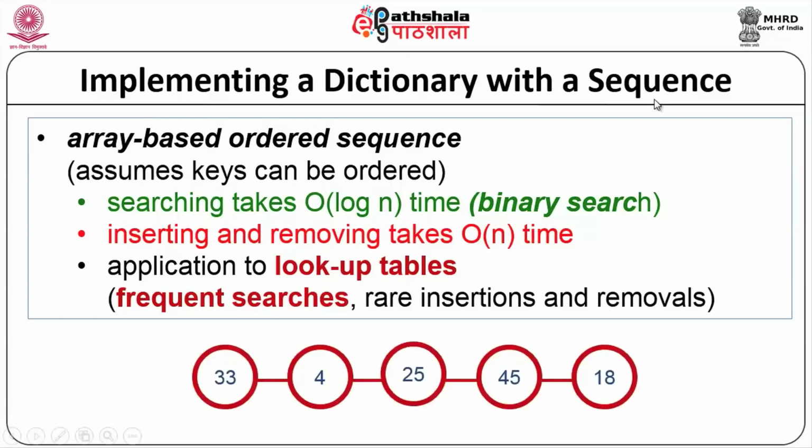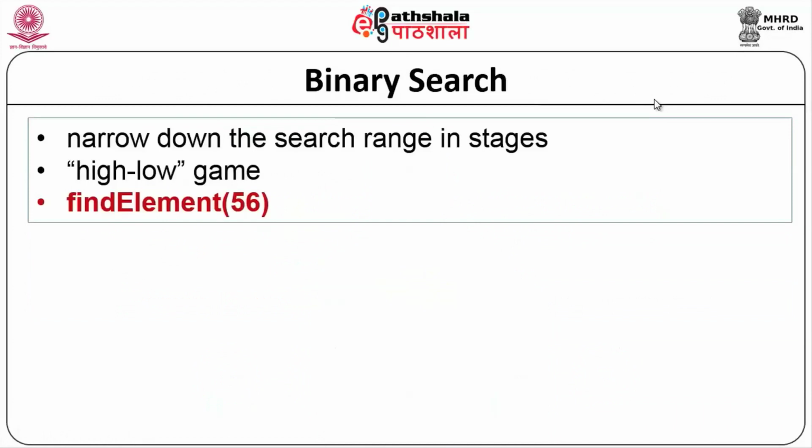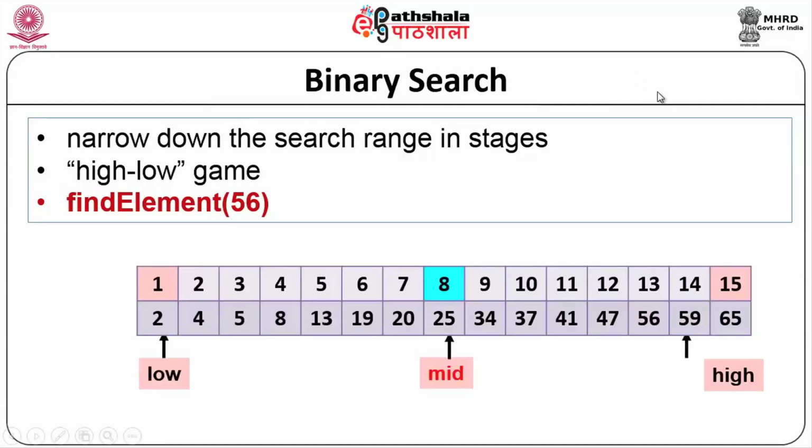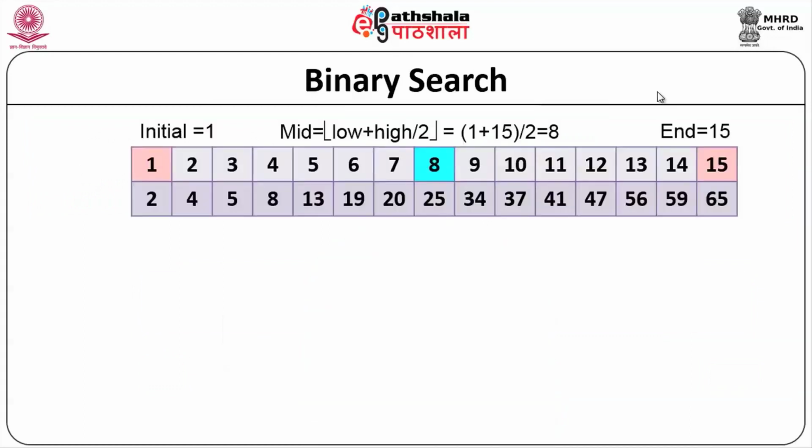Okay. And binary search narrows down the search range, this is just explaining binary search. So, suppose you want to find an element 56, what do you do? You have the low and the high and the mid, and the elements are in sorted order. Okay. So, that is when binary search works. You first check whether the element 56 is greater than the mid. So, here it is greater than the mid. So, what you do? You change the mid to low plus high by 2.